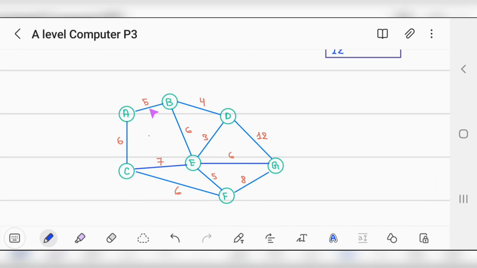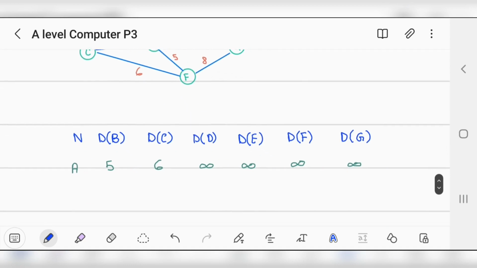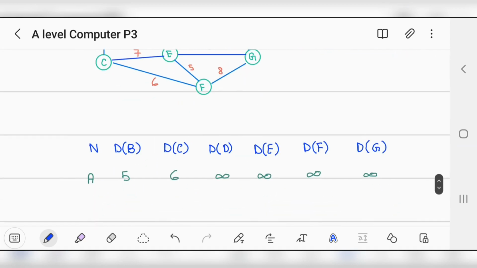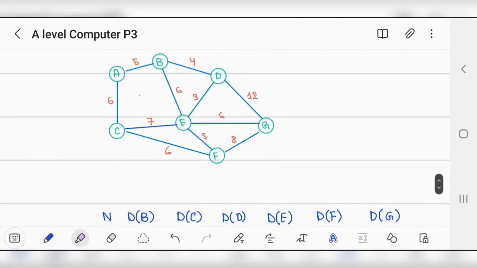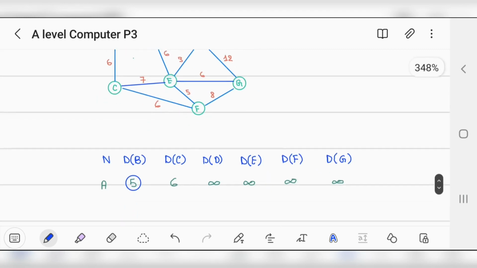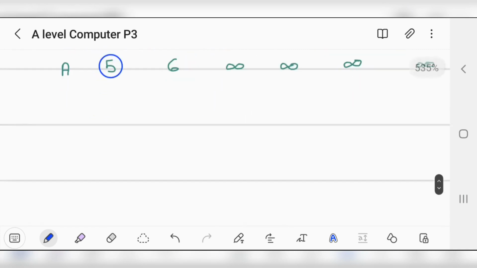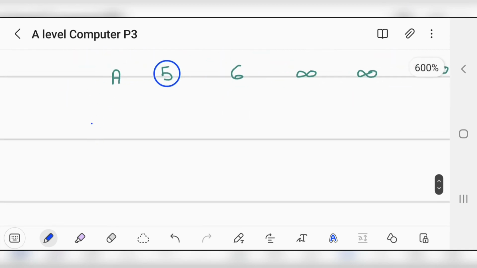B or C, I'll choose B because it is 5. So I'm going to circle this. I'm going to highlight this. There you go. Let's highlight this. And okay, after highlighting this, I'm going to update it. A, B.